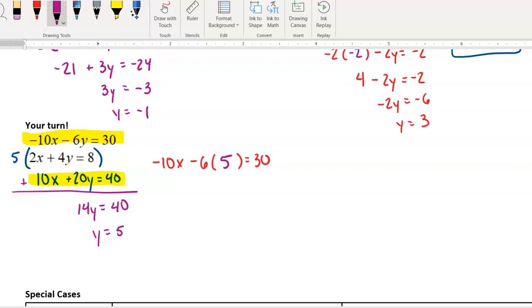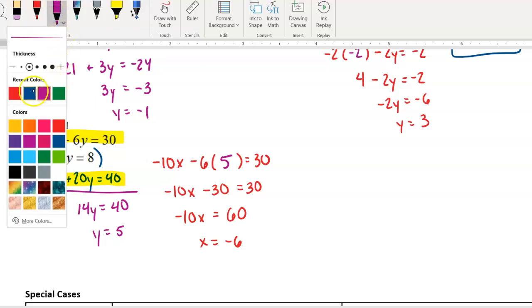So I put 5 in there for y. So when I simplify this, negative 10x, negative 6 times 5 would be negative 30. Now I would add 30 to both sides. I get negative 10x equals 60. If I divide both sides by negative 10, I get negative 6 as my answer.